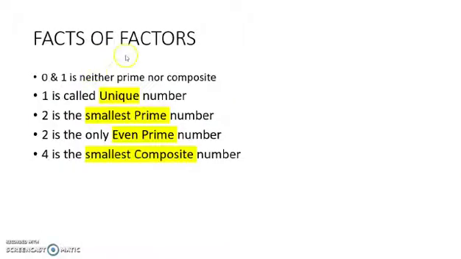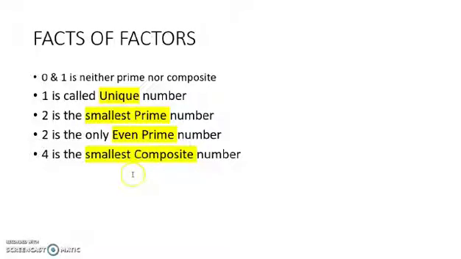Now some more unique facts of factors. 0 and 1 are neither prime nor composite. 1 is called the unique number and 2 is the smallest prime number. And 2 is also an even number. So 2 is actually the smallest even prime number. And 4 is the smallest composite number.